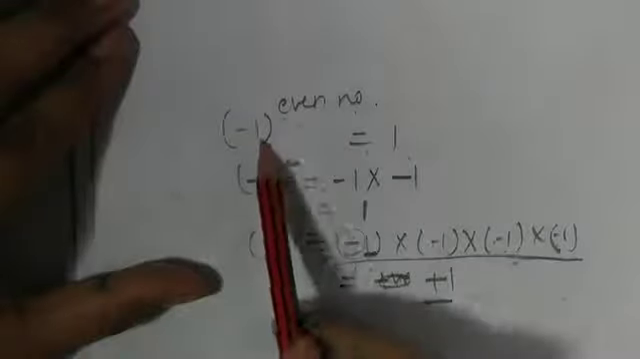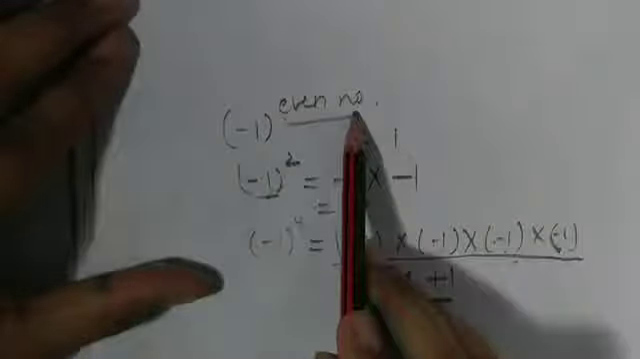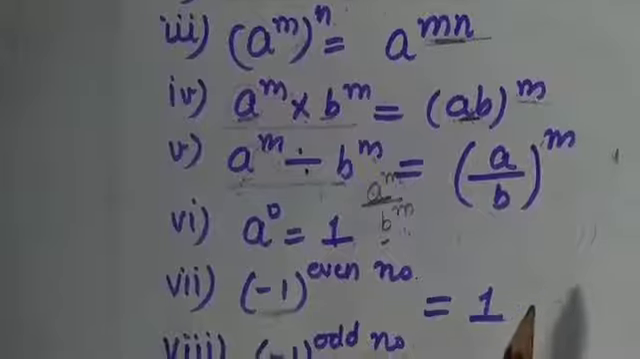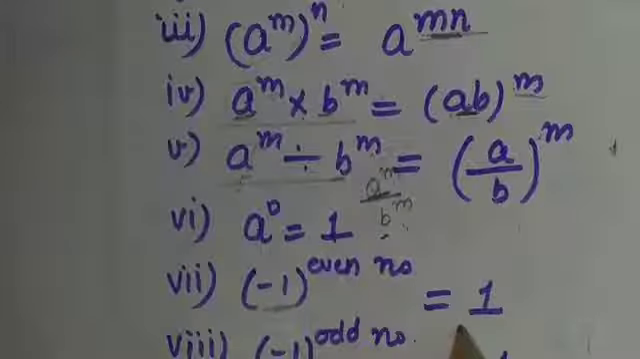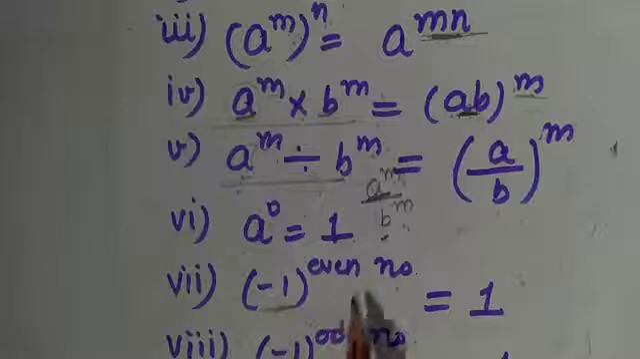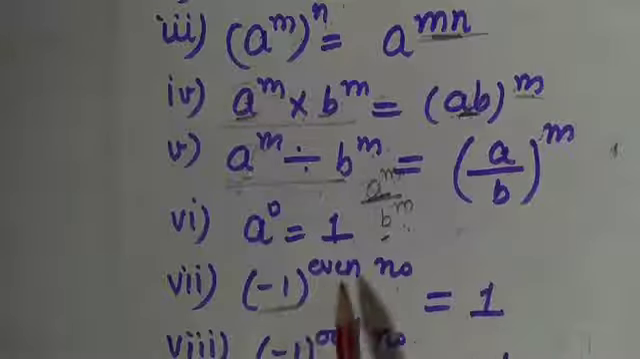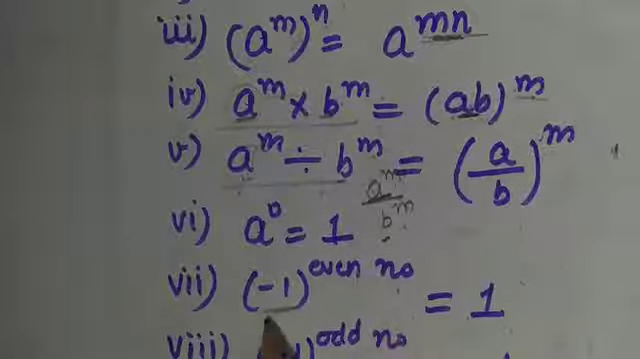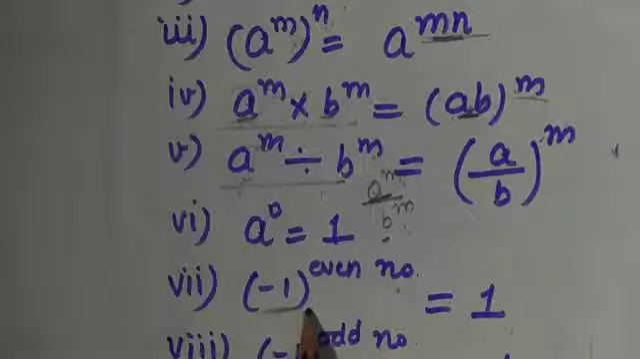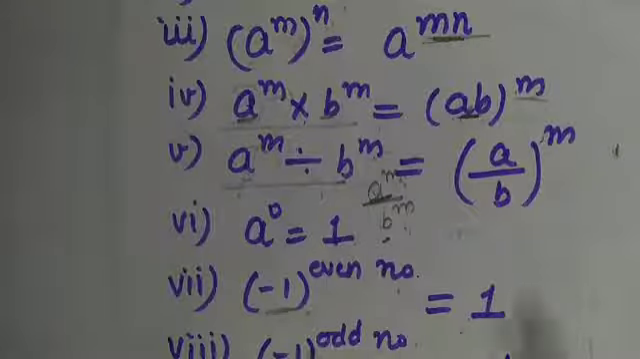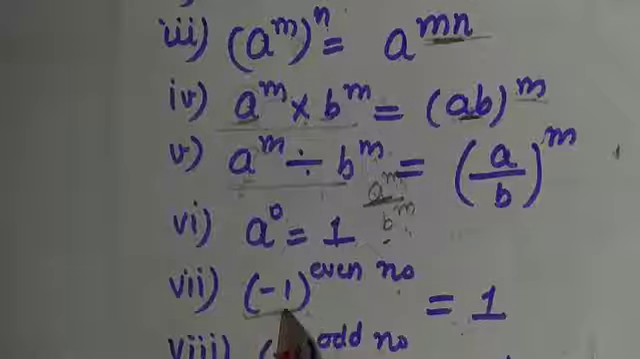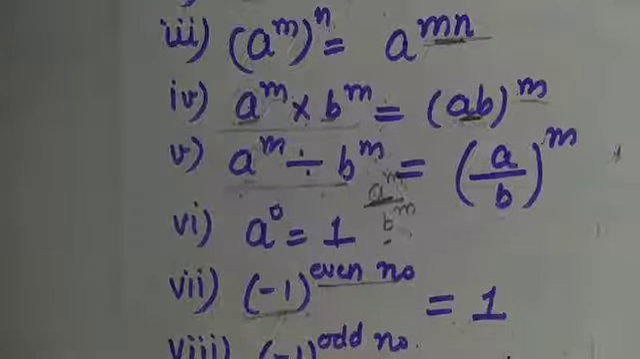So it means minus 1 raised to the power any even number is always 1. This is the important rule. You must remember that minus 1 raised to the power even number is always 1. Examples: minus 1 raised to the power 100 is 1, minus 1 raised to the power 1000 is also 1. If someone is asking you minus 1 raised to the power 20 lakh, then the answer will be 1, because it is the case when minus 1 is having an even power.